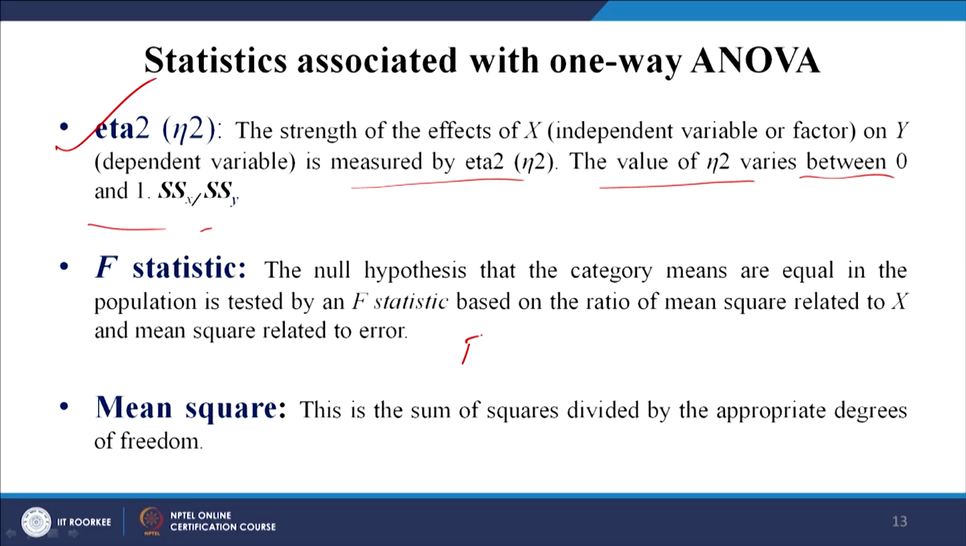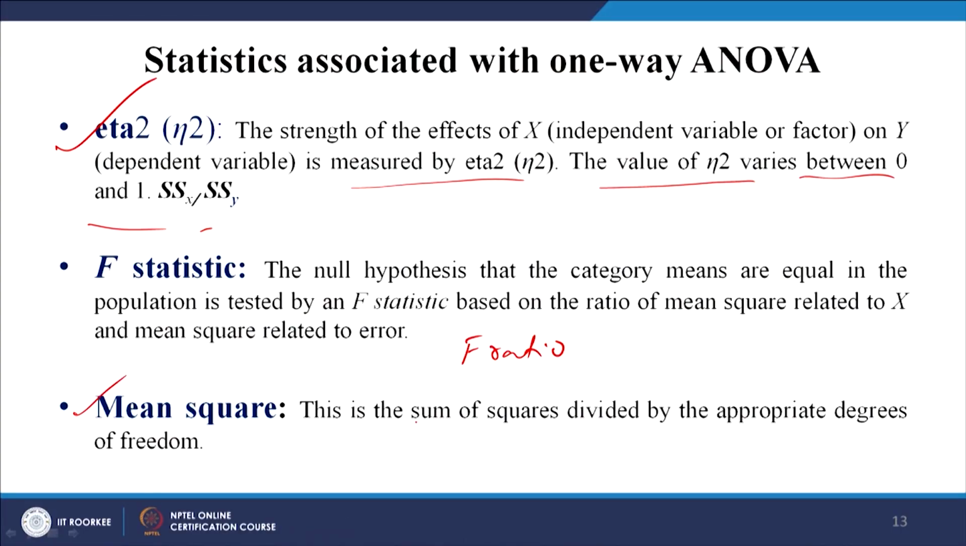F statistic, or we say F ratio. The null hypothesis that the category means are equal in the population is tested by an F statistic. What does it mean? If my F statistic is significant or not significant, then on the basis of that I can say whether my means, that means mu 1, mu 2, mu 3, mu 4 in that earlier case which we discussed, are the same or not the same, at least one of them is different.